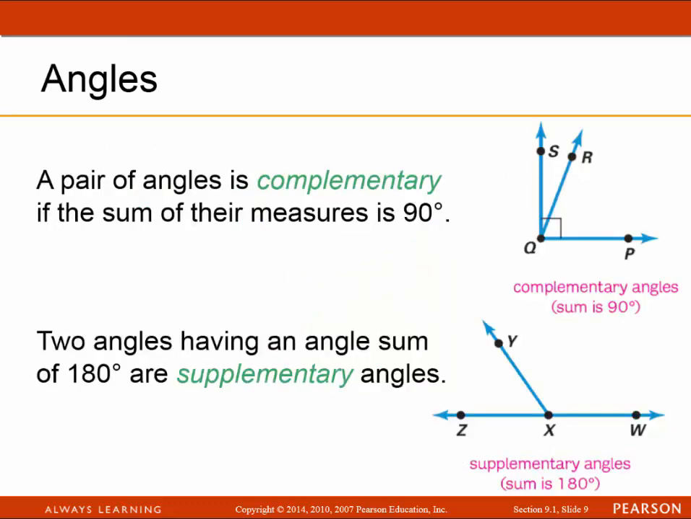So a pair of angles is complementary if the sum of the measures is 90 degrees. Nothing new thus far. So here we can see that angle SQR and angle RQP are complementary angles. Now two angles having an angle sum of 180 degrees are supplementary angles. And here we can see that angle ZXY and angle WXY are supplementary angles.